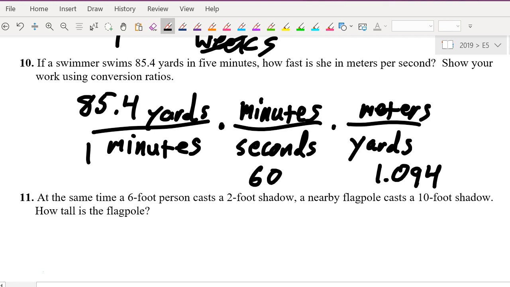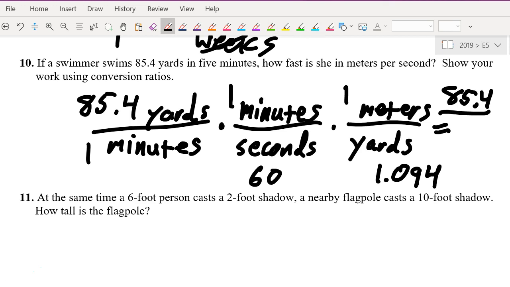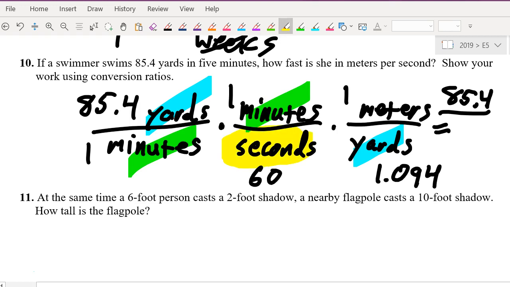All right, so now what do we do? We multiply across. There's a 1 here and a 1 here, so we don't need to do anything with that. 85.4, but we need to multiply those two. Who can help me with that? 60 times 1.094. Yards cancels with yards. Minutes cancels with minutes. So our final answer is going to be meters over seconds. What do we have? 65.64. Thank you.